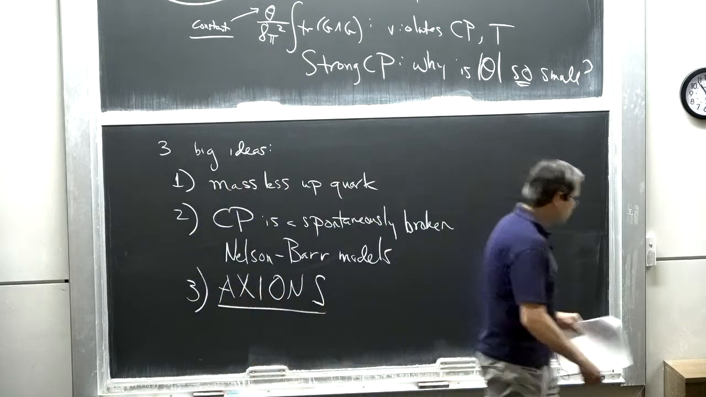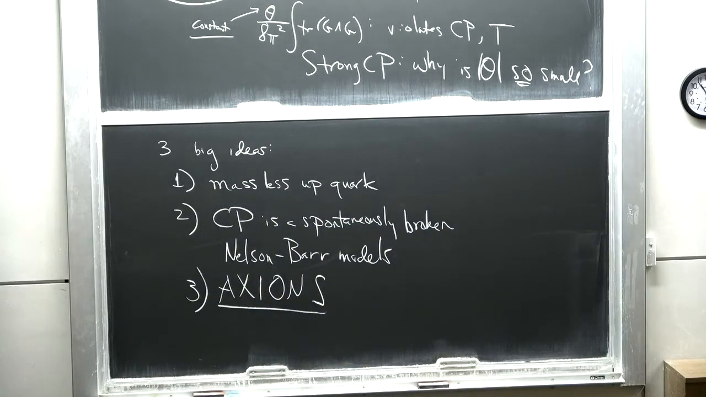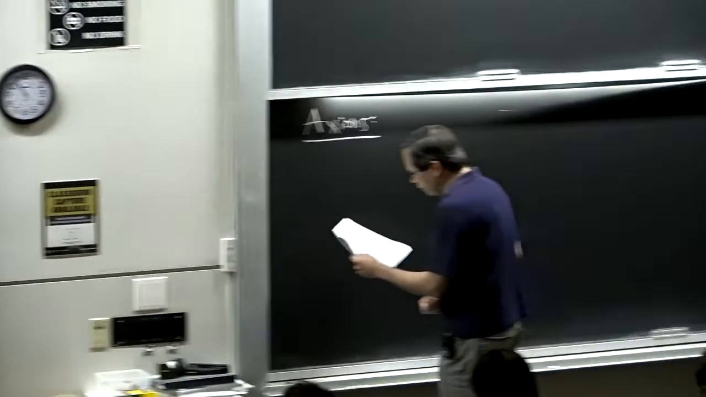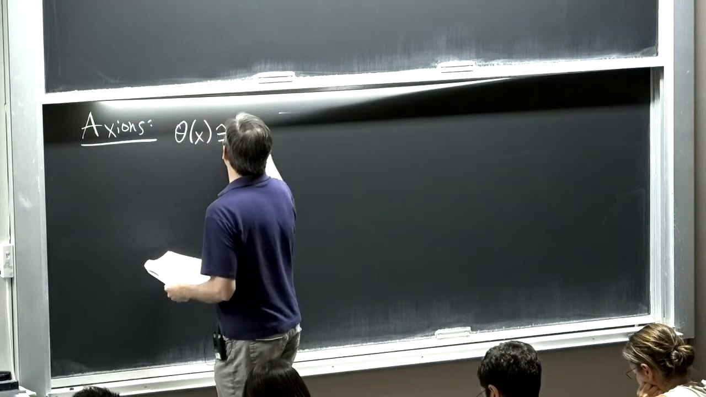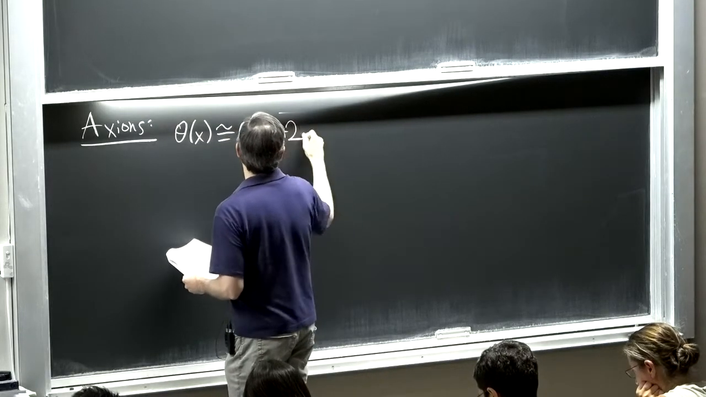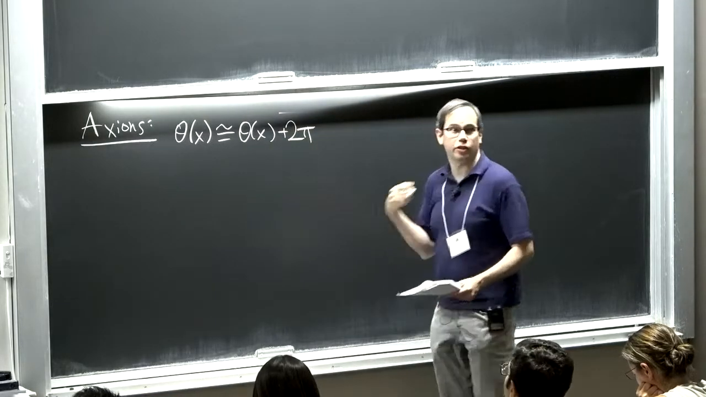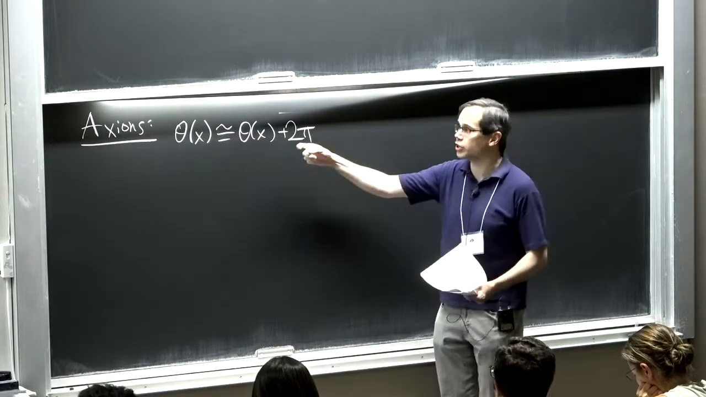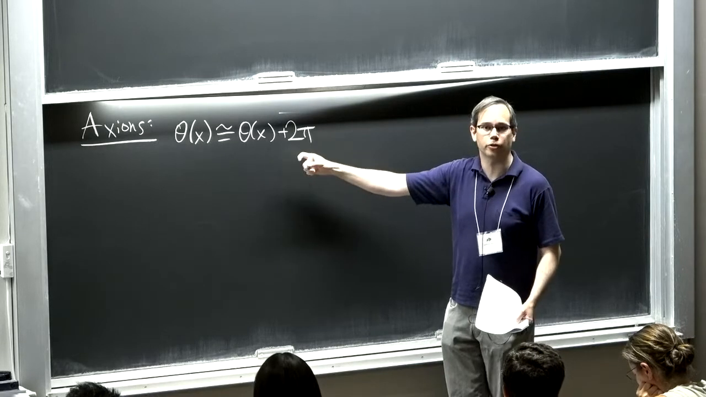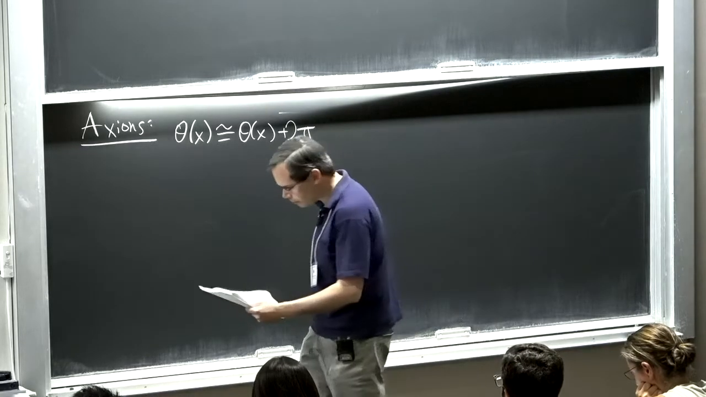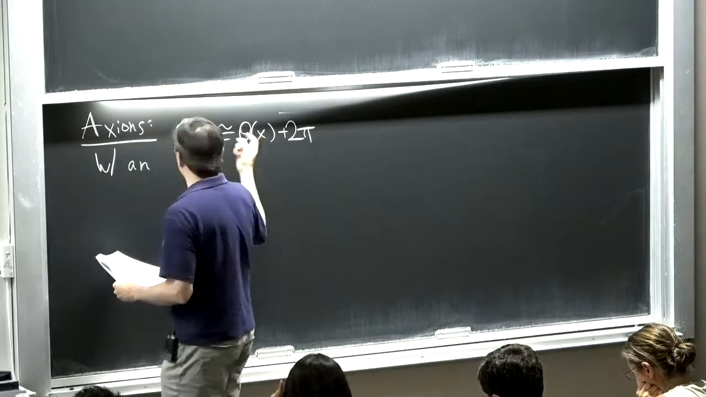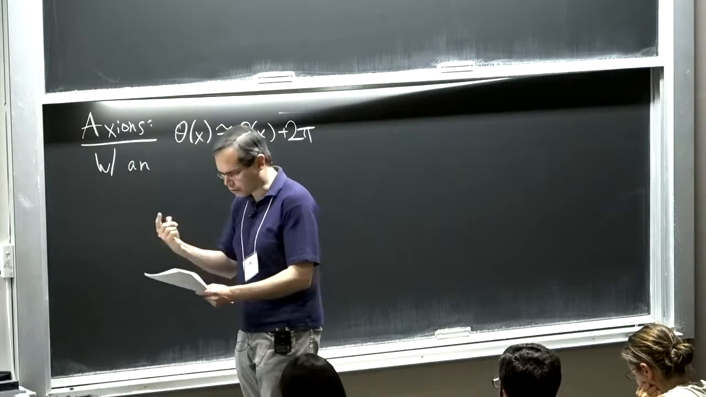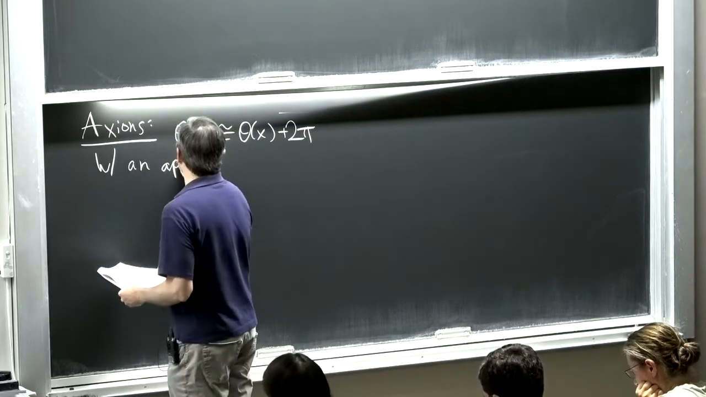OK, so what is an axion? An axion is a dynamical scalar field. It's periodic with period 2 pi. As I mentioned before, you should think of this as a gauge redundancy in our description. These are different labels for the same field. Not only does it have this periodic structure, it has an approximate continuous shift symmetry.